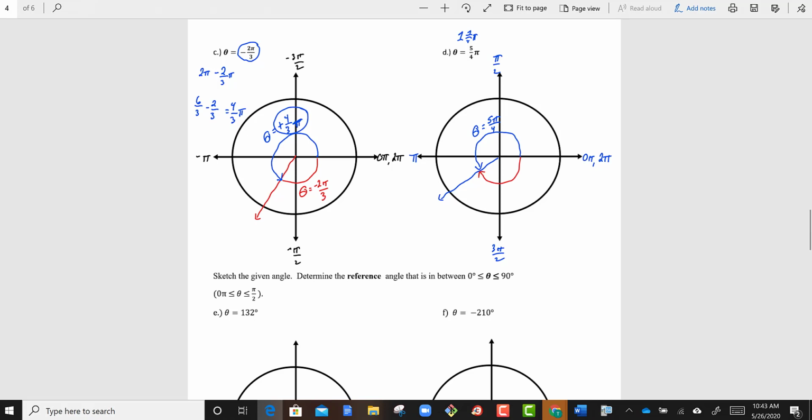And the quickest way to get that, I'm going to put a negative sign because I know it's going to be a negative answer. Quickest way to get that is a full circle is 2 pi radians. So I'm just going to take 2 pi and subtract 5/4 pi, or in other words, 8 over 4 minus 5 over 4. And there's our answer.